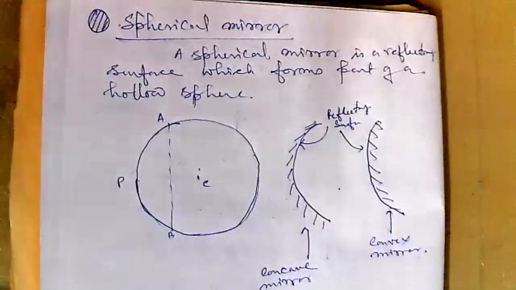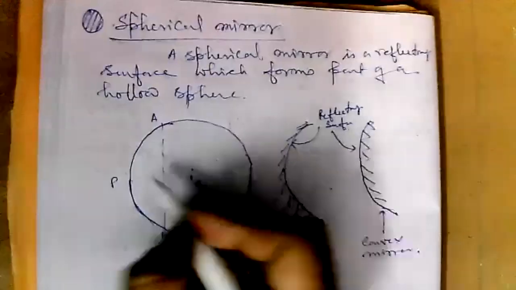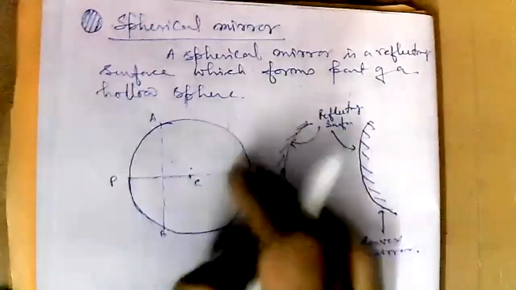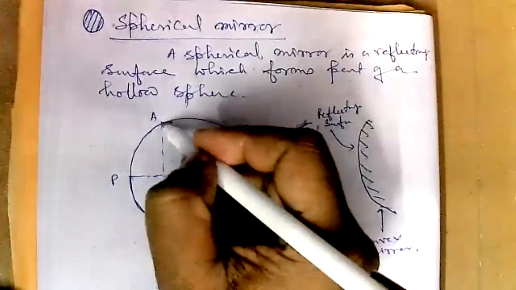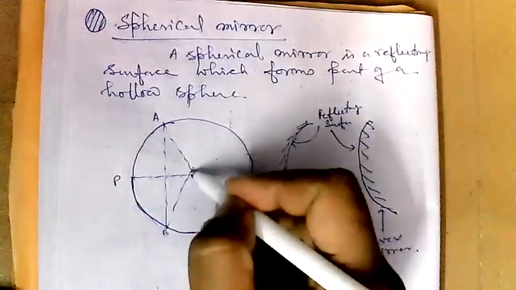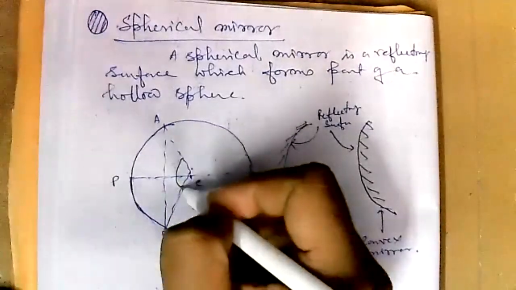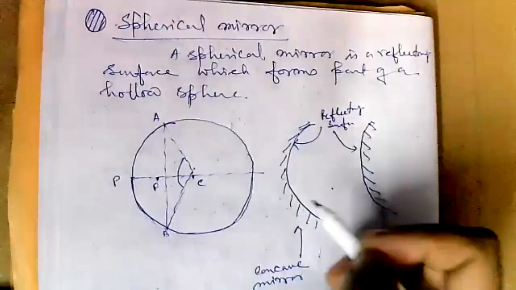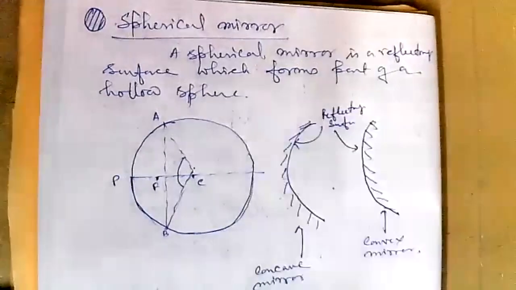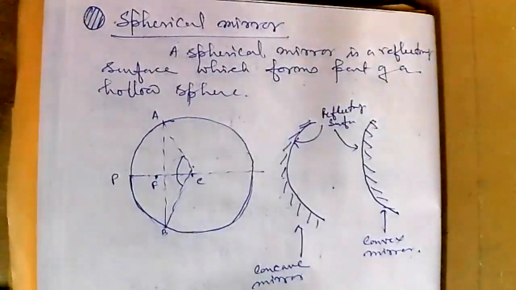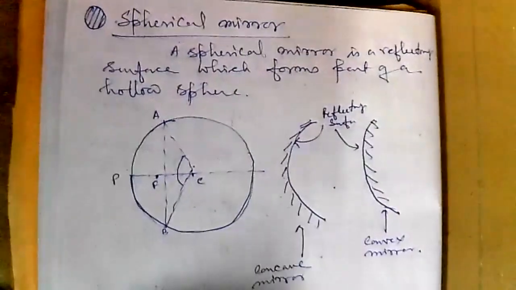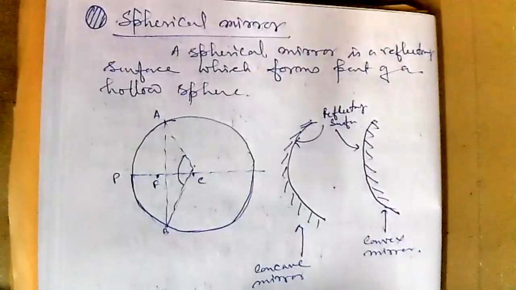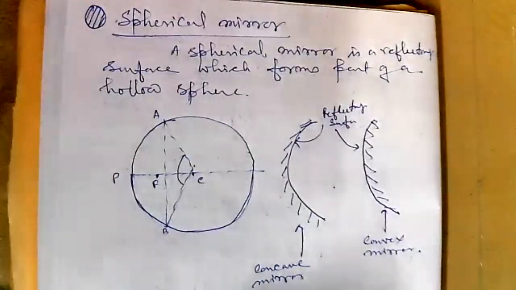Now we will define a few things with the aid of this figure. First, pole. Here P is the pole. It is the middle point of the spherical mirror.